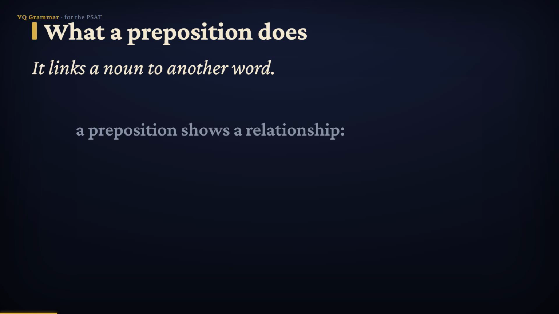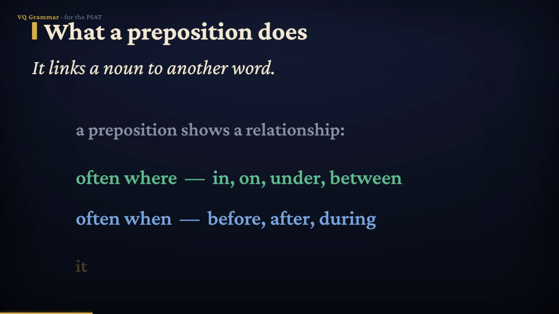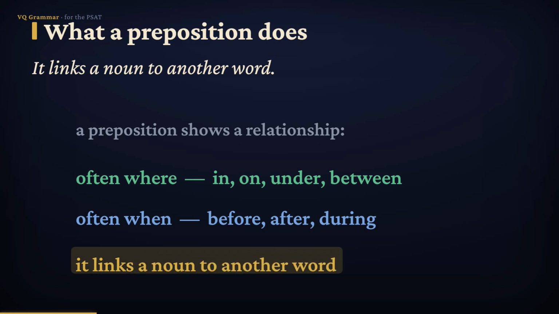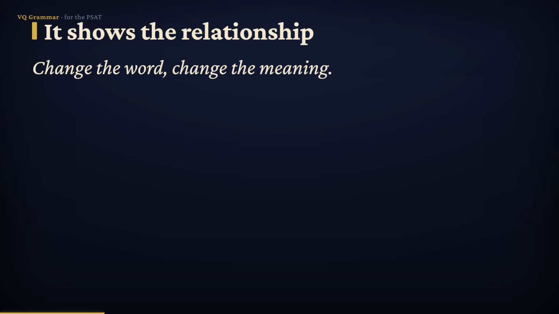Very often, that relationship is about place, words like in, on, under, and between, telling you where something is. Just as often, it's about time, words like before, after, and during, telling you when. The key idea is this: a preposition links a noun to another word in the sentence. Watch how much one little word carries.